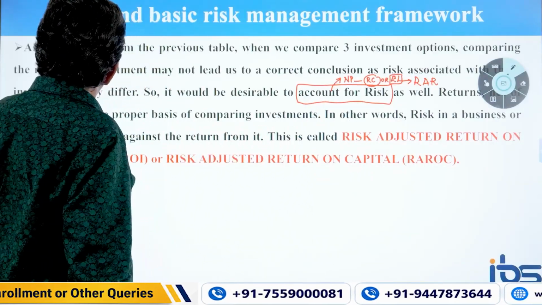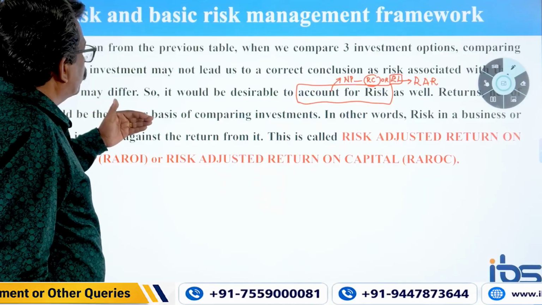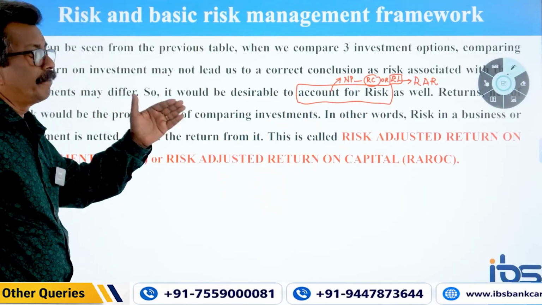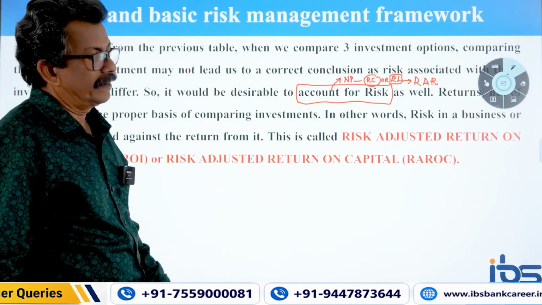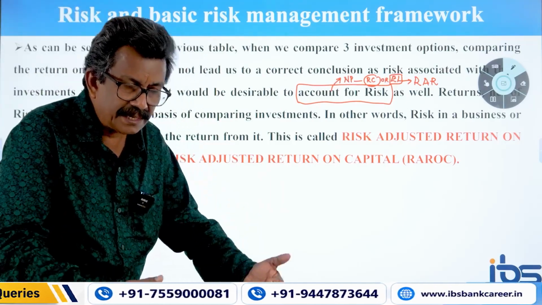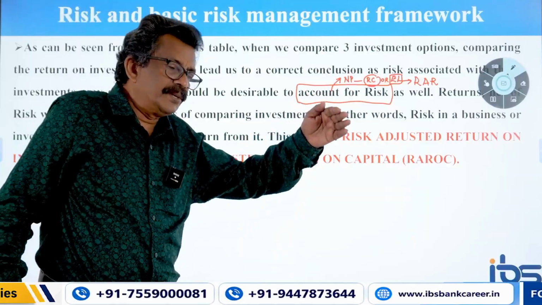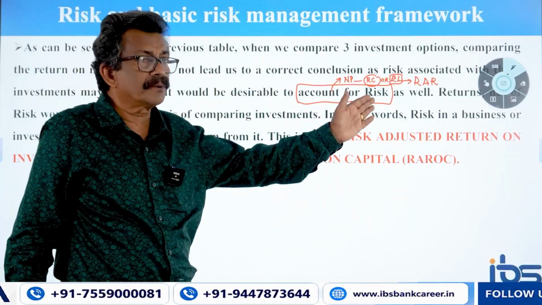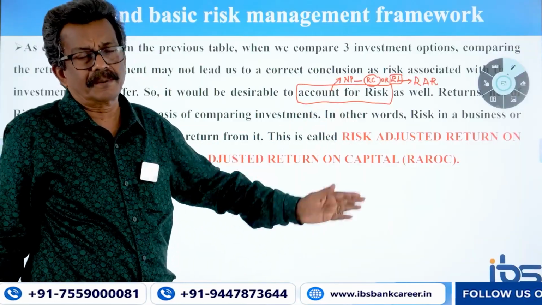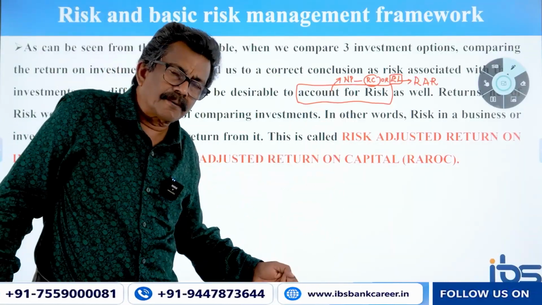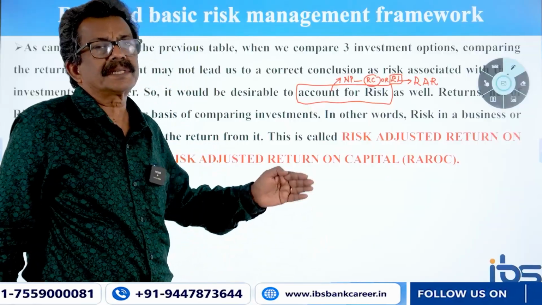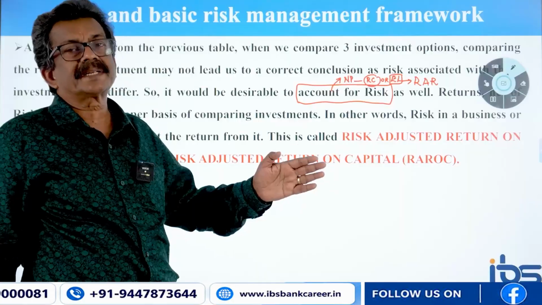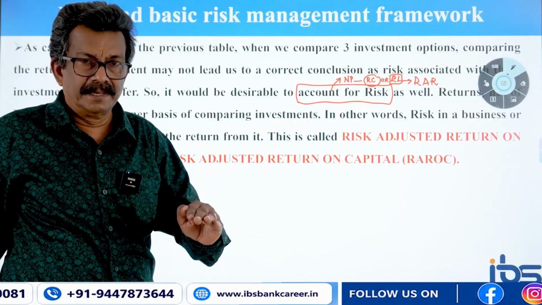So return after risk would be the proper basis of comparing investments. Then you compare. You find out what is the risk involved in that investment. You reduce it from that 100 rupees every year. We were discussing about 100 rupees of generated cash flow. So from that 100 rupees, if 40 rupees is the risk cost, you reduce the 40 rupees, then you arrive at the net profit, the risk adjusted profit, as 60.